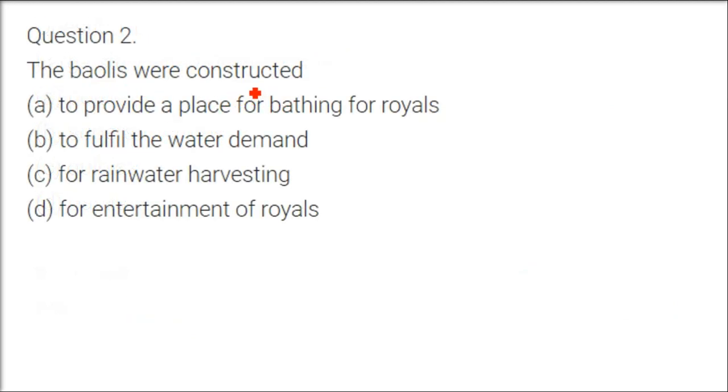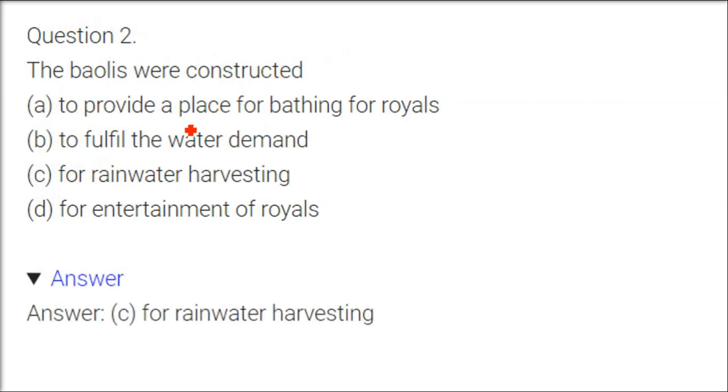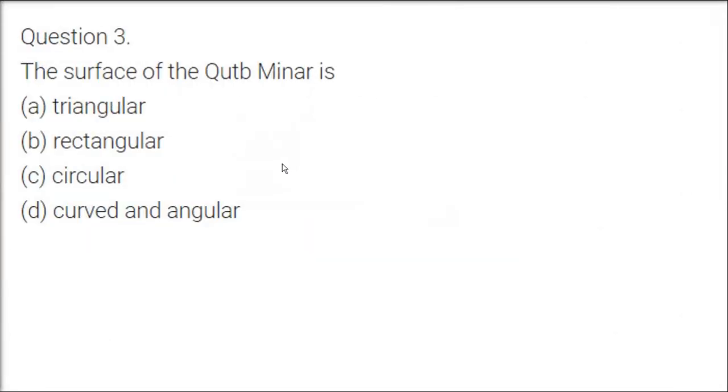The baulis were constructed for rainwater harvesting, because this has a large area as compared to wells. So we have these steps, and we have this structure. Here we have this water, and whenever anybody wants, they can just take and use this water. So this is for rainwater harvesting. They were constructed for this reason, one of the reasons.